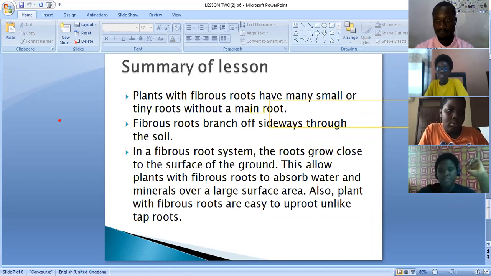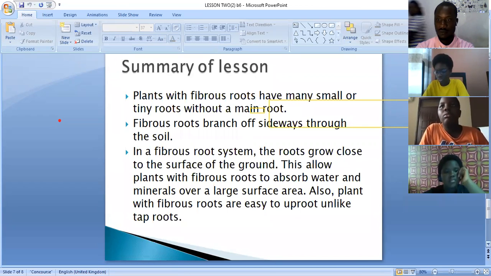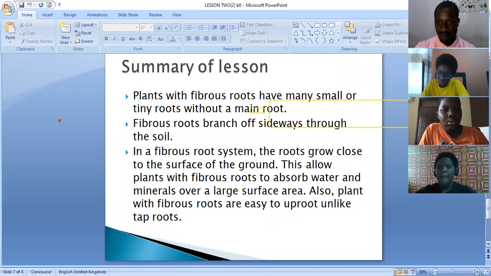Please, can I ask a question there? Please do, yeah. What are root nodules? The root nodules, I want a typical example. Have you seen a groundnut before? Yes. Have you seen maize before? Yes.